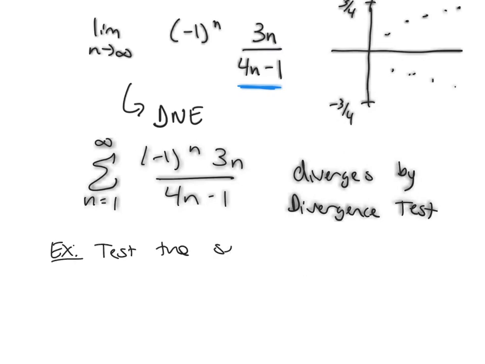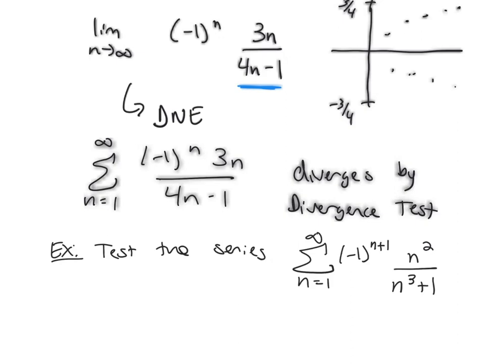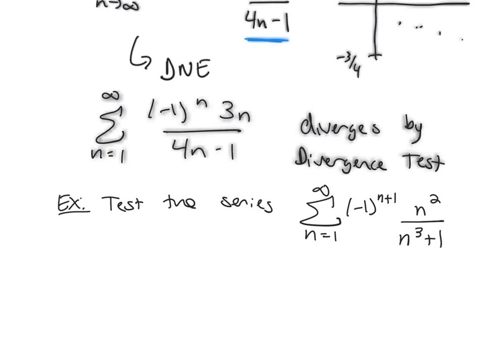Test the series: the sum, n equals 1 to infinity, of negative 1 to the n plus 1, n squared over n cubed plus 1, for convergence or divergence. So the one thing that's a little bit different is I've written negative 1 to the n plus 1, but that's okay. It's really the same thing as negative 1 to the n minus 1, okay?